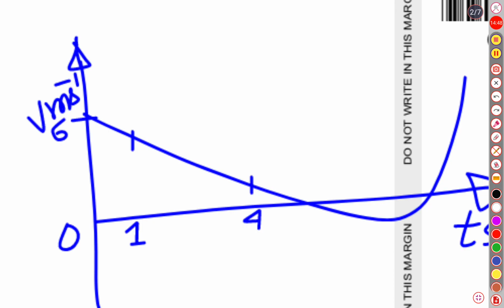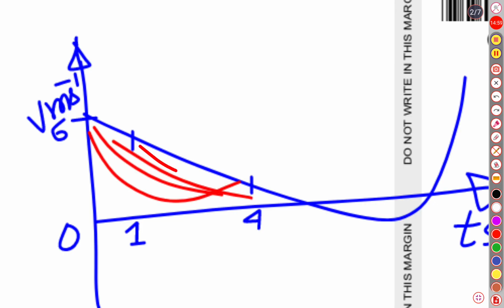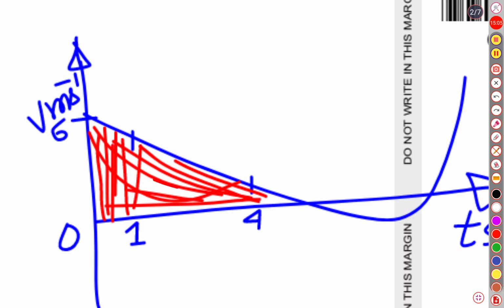So they have told us to find the distance from the beginning until 4 seconds. So this part is our distance, which is lying above the x-axis. So it must be positive. There it will show a positive value. But there are two phases.